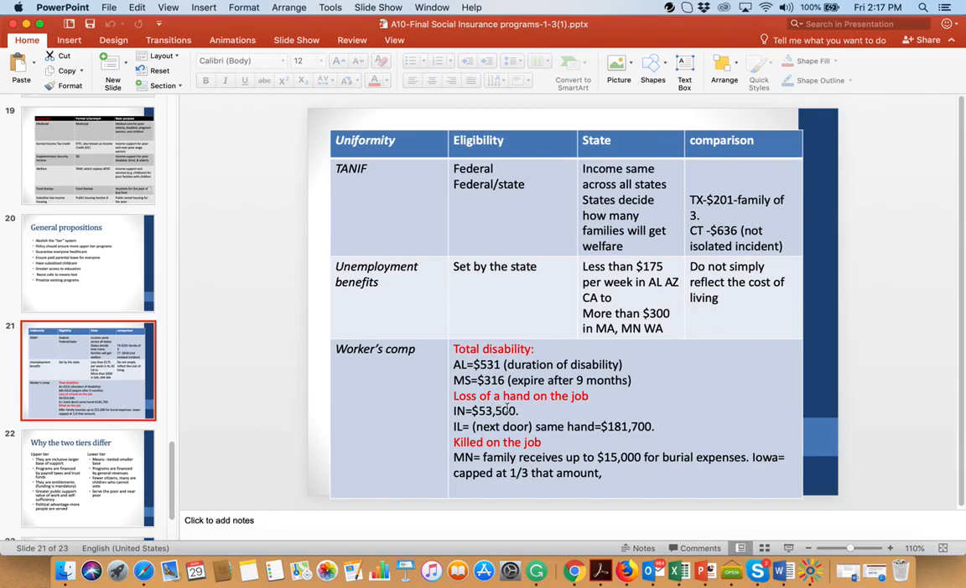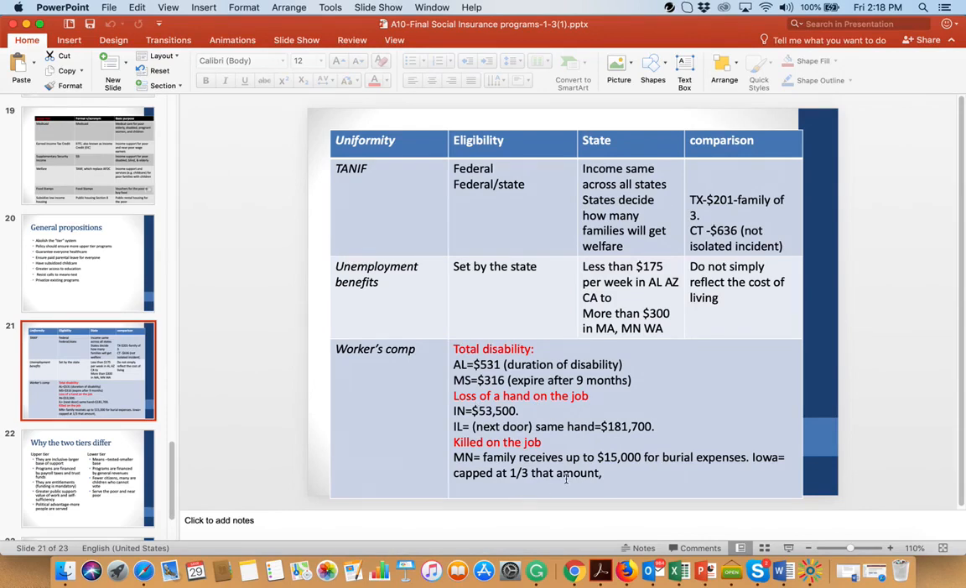How about if you lose your hand on the job? In Indiana, that hand will be paid $53,500. Maybe it has changed a little bit. In Illinois, the next door neighbor state, for the same hand you are paid $181,700. So you can say that if you ever want to lose your hand on the job, you better lose your hand in Illinois and not in Indiana.